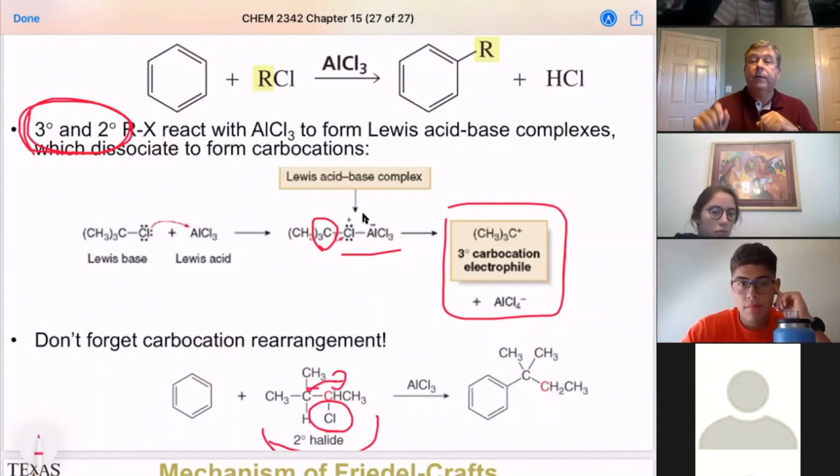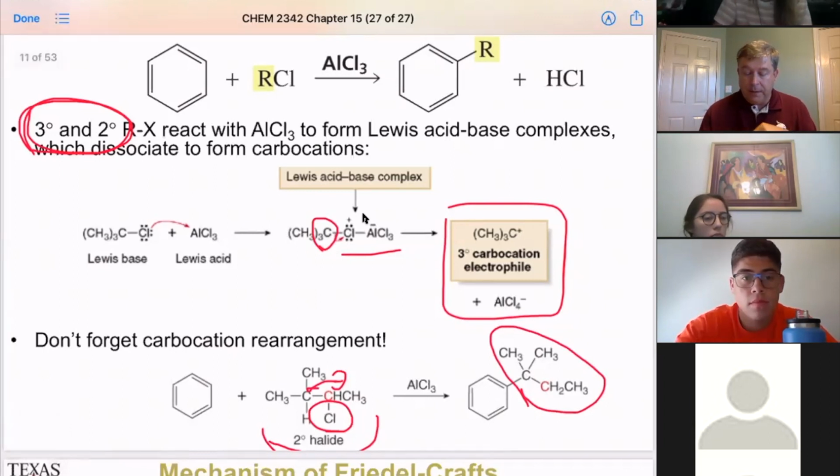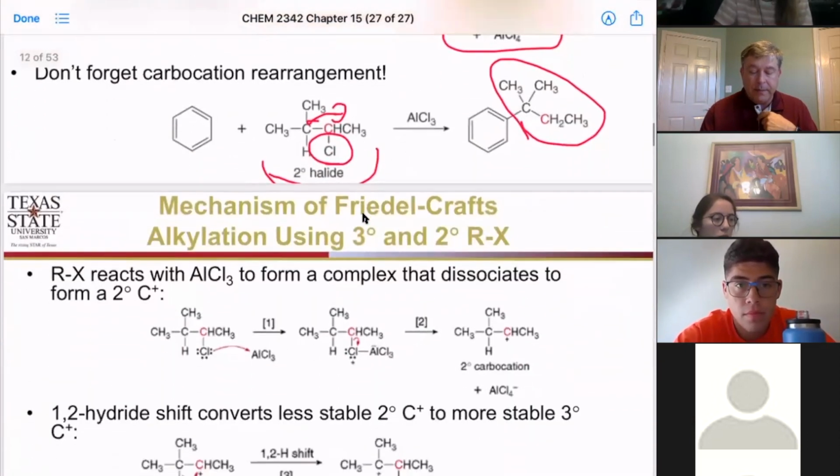That would be the reactive species, and therefore we actually get that tertiary alkyl chain on that benzene ring. Okay, so because we're generating a carbocation, we have to worry about carbocation rearrangements. Okay, so let's look at the mechanism here.